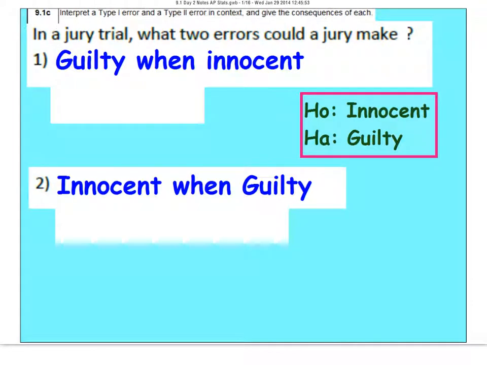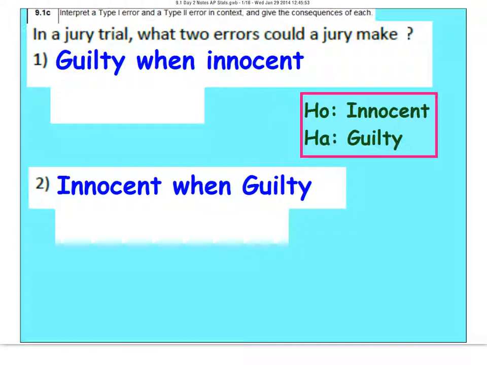In 9.1c, we're going to interpret a type 1 error and a type 2 error in context and give the consequences of each. So we're going back to the jury. Remember, in a jury trial, there are two errors that we can actually make. So let's first think about this one.